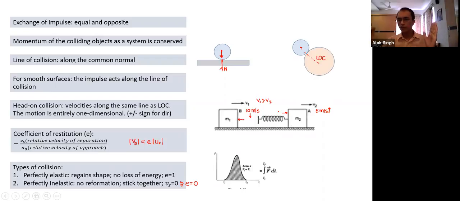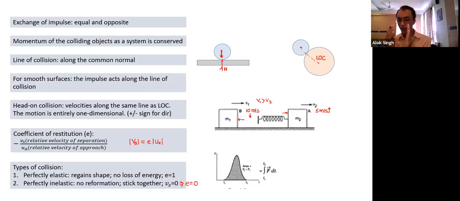What will happen? The distance between m1 and m2 will keep on reducing as long as v1 is greater than v2. So what is the maximum compression? The maximum compression is the case when the velocities of the two objects become equal. When the velocities are equal, the spring is compressed like this. Maximum compression is when the velocity of the rear object becomes equal to the velocity of the forward object, but the spring is still compressed. That's the maximum deformation of the spring.